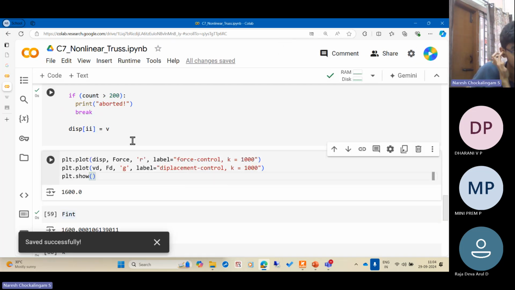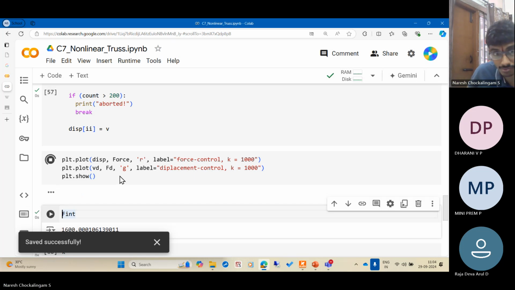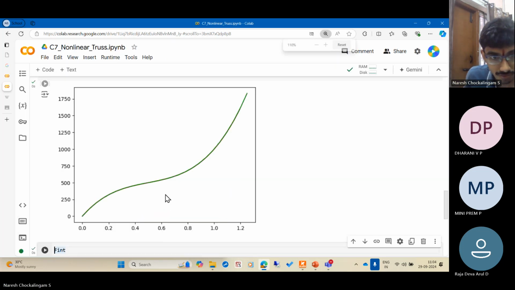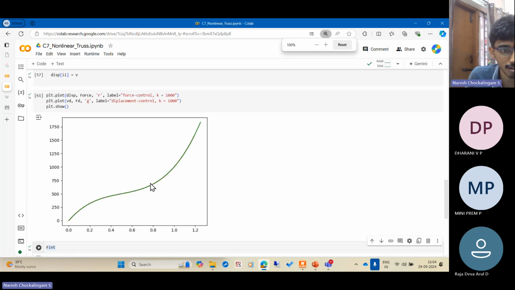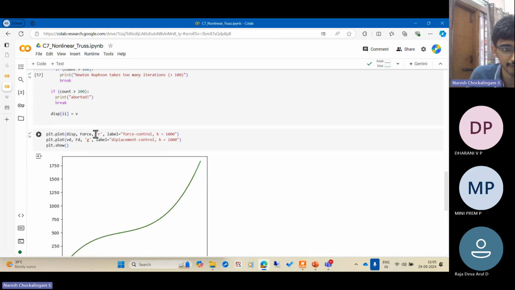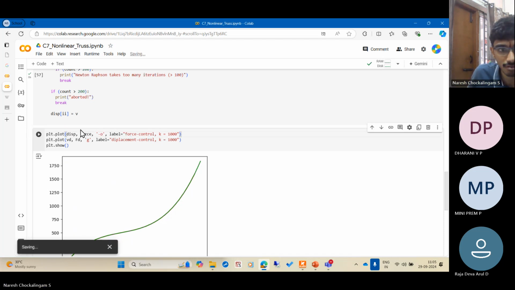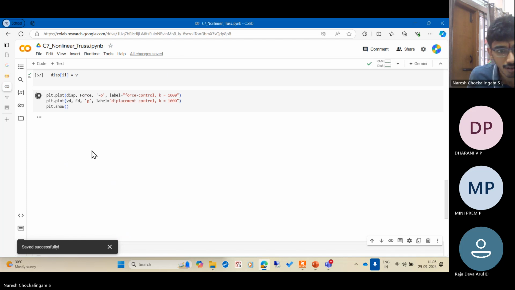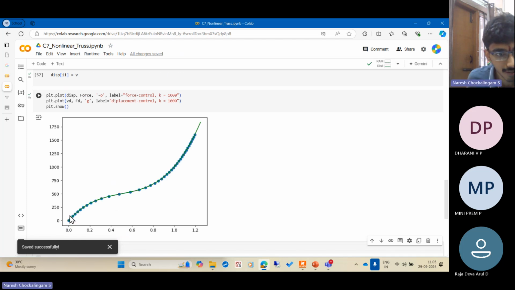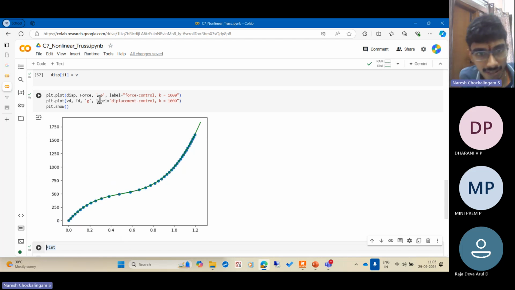Right. So let's plot this. Only one line is shown because they are over each other. In case you want to see this, I'll say minus dot. See, the dotted ones are the force control points, and the green line is the displacement control, which we got earlier. I hope you realize what the whole point is.